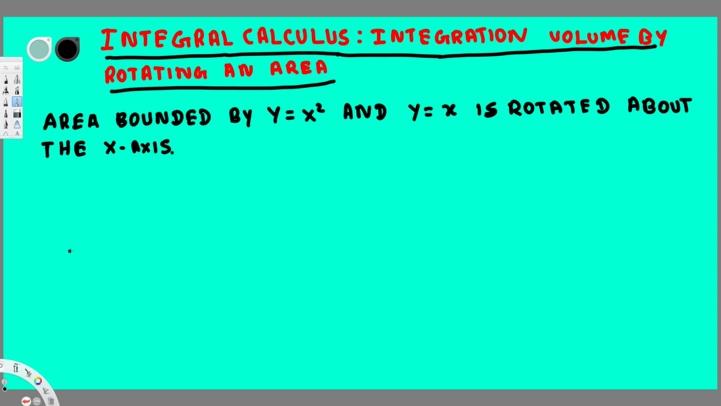Let's do this problem right here. This question is asking to find the volume of the region bounded by this area. Here we have two equations, that is y is equal to x squared and y is equal to x. Let's go ahead and draw the graph of this one first.